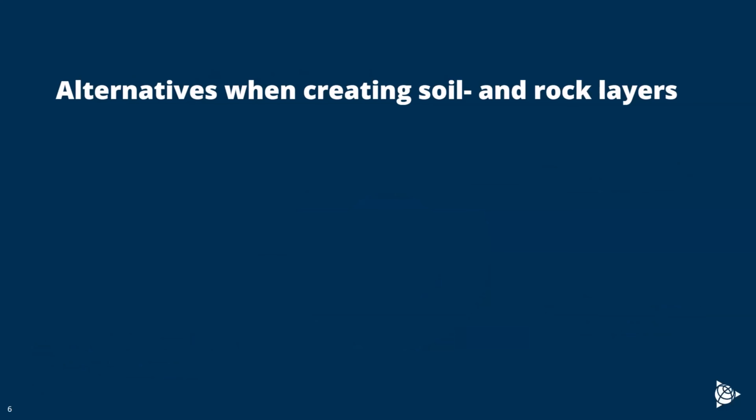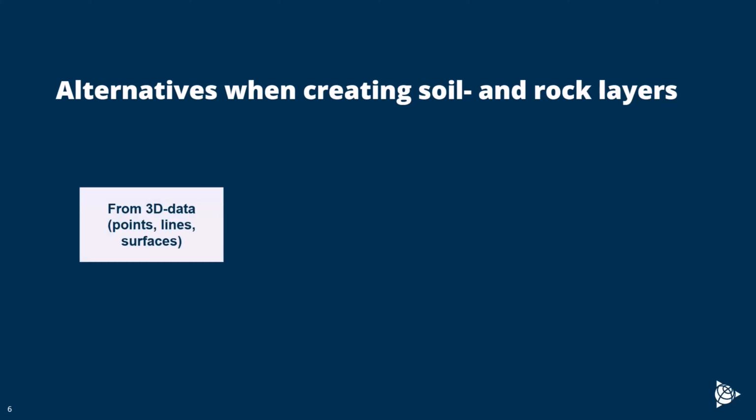So what kind of alternatives do we have to create soil and rock layers in Quadri? We can either import 3D data and use that to make triangulated soil layers as we would for the ground surface as well. This could be points, lines, or any surfaces.